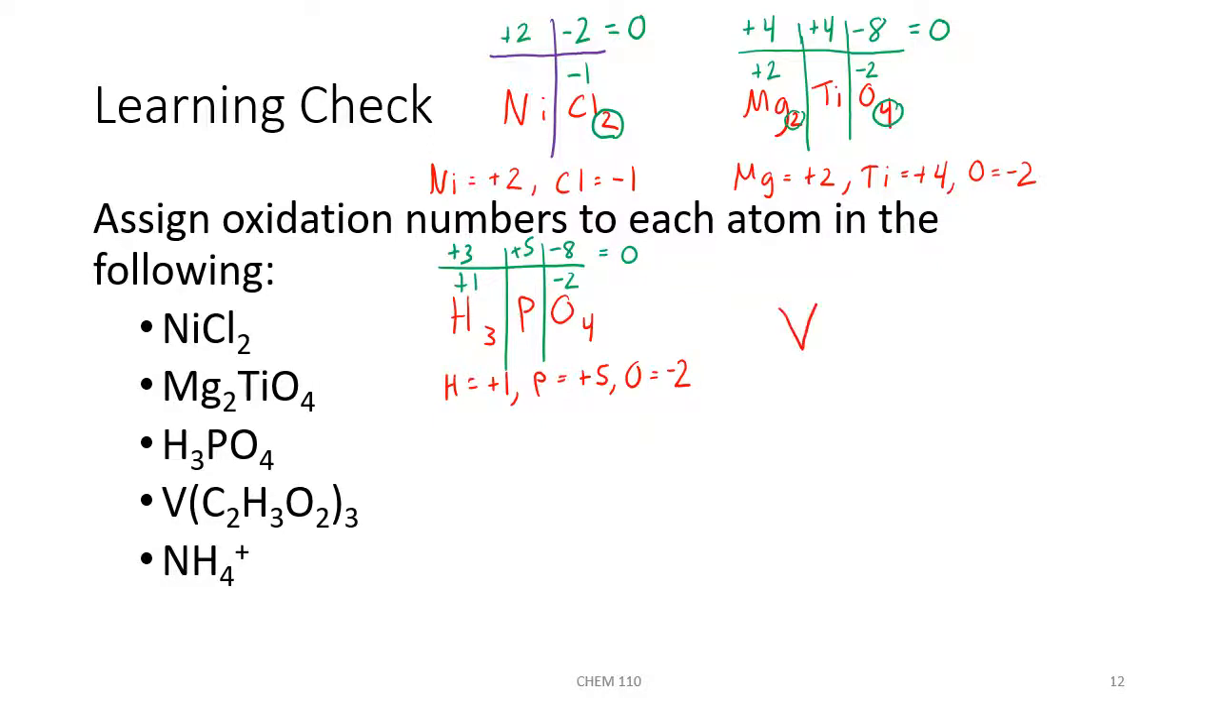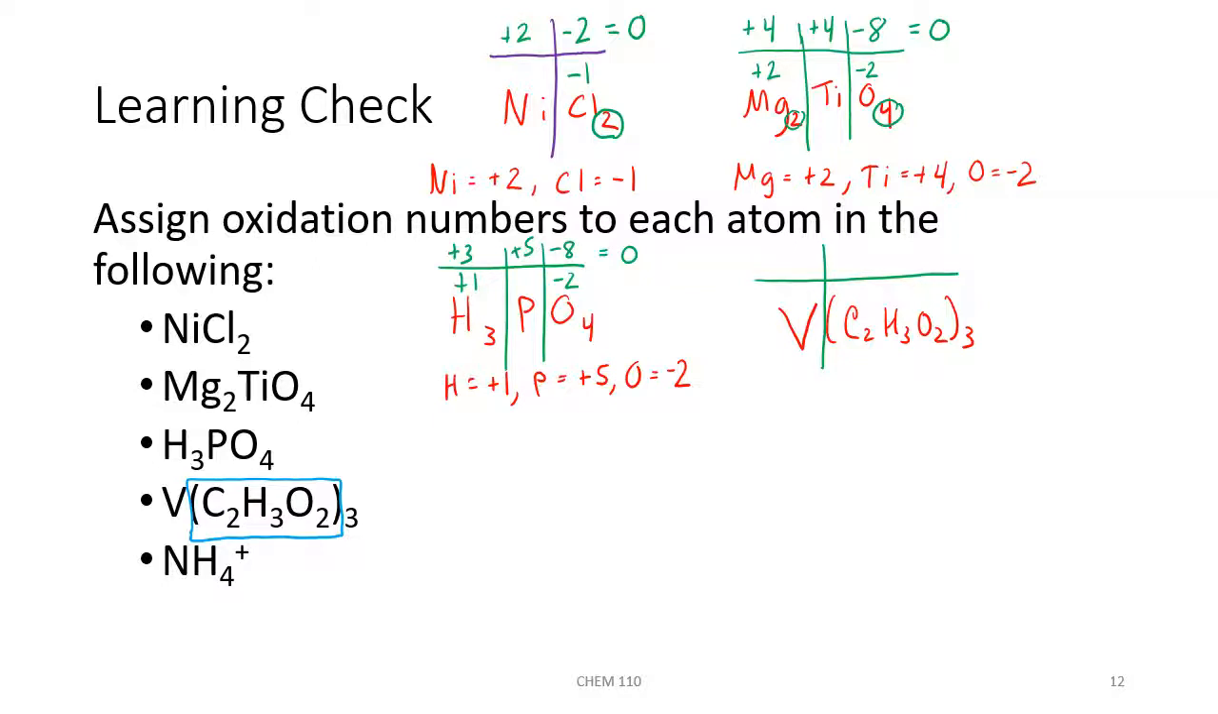Our next example is vanadium 3 acetate, and this one contains a polyatomic ion. Acetate is a polyatomic ion, and it's easier to consider this as a unit first when determining the oxidation numbers. So let's think about what vanadium is and what acetate is, and then we'll break out the acetate separately.